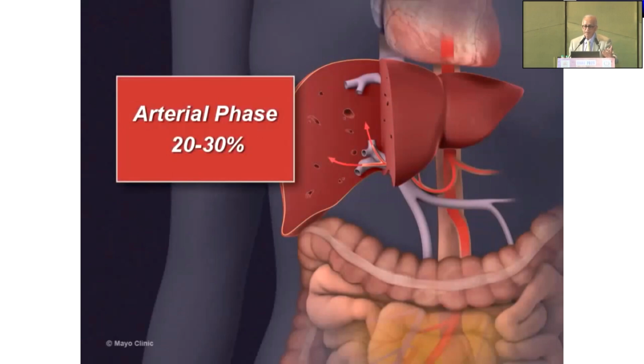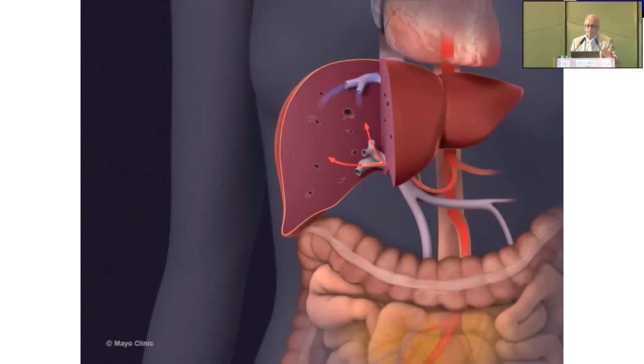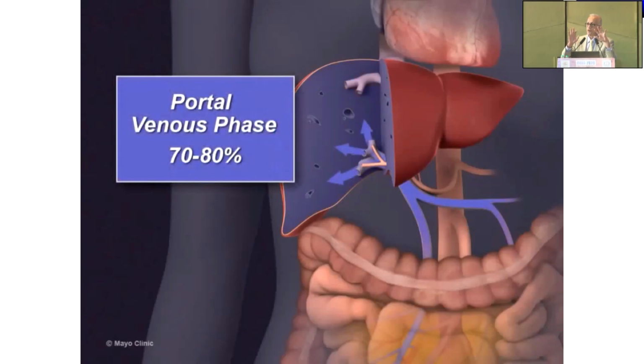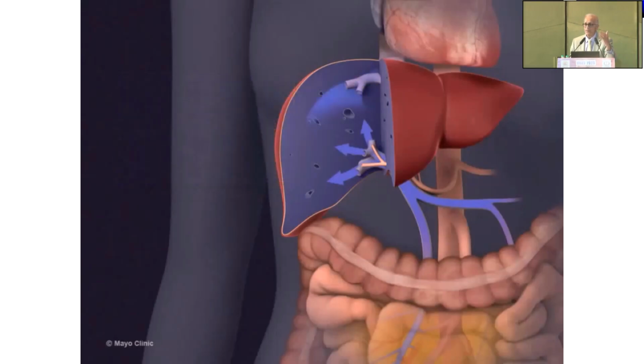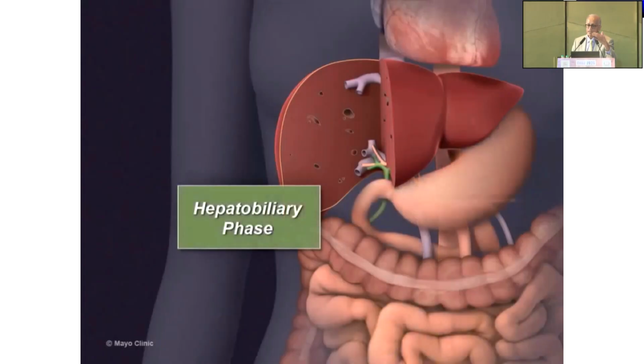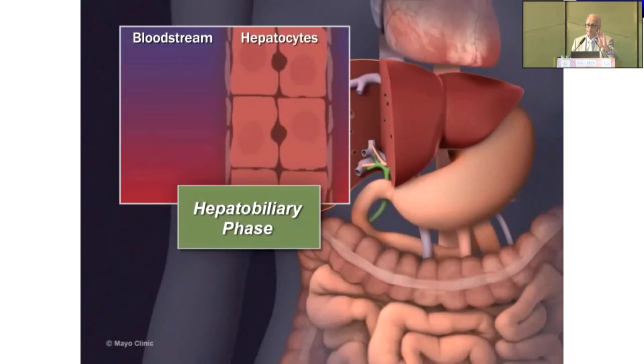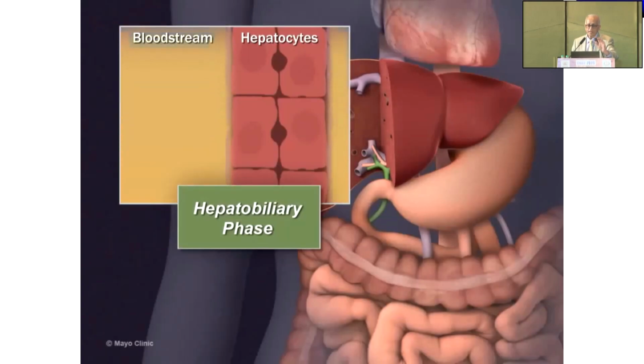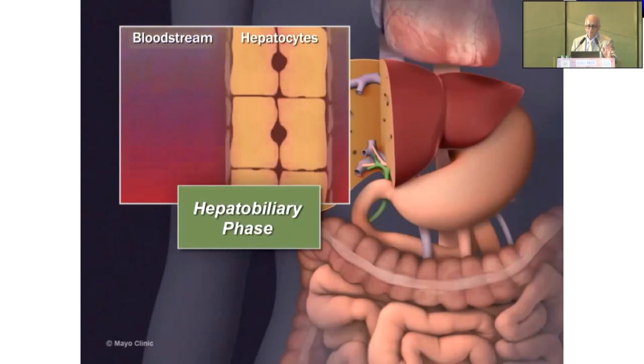The arterial phase gives you about 20 to 30% of blood flow. Then you have the venous phase. The portal vein supplies hepatocytes, remember. So normal liver is white in the portal venous phase. And then normal liver with bile will continue to be visualized in the hepatobiliary phase. So normal liver will be white in portal, white in hepatobiliary phase.